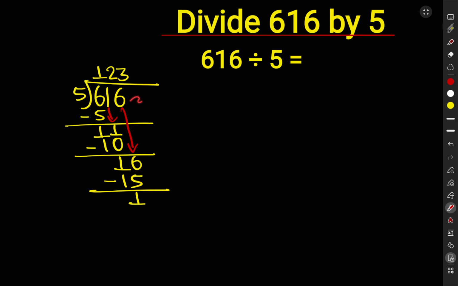So now we have no other number to put down. So we take here a decimal, so that we put 0. So it is 10 and 5 times 2 is 10. On subtracting we get 0. So 616 divided by 5 is 123.2.